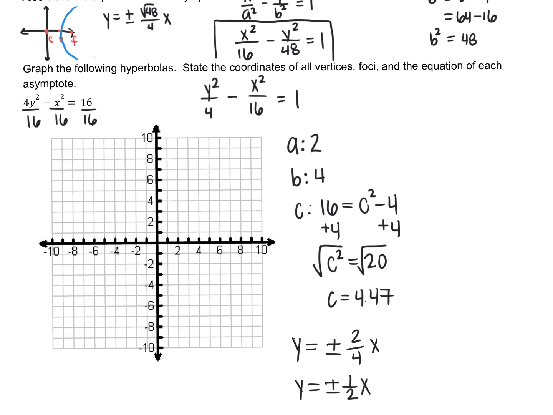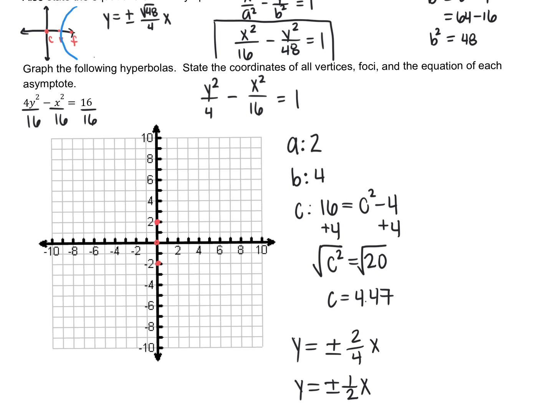So when I go to graph, my center is at 0, 0. My vertices, because y comes first, are along the y-axis. So I'm going to go up 2 and down 2. And I don't really need to plot my foci, so I'm not going to. So finding c is not really necessary to graph it, because the foci are going to keep going up.